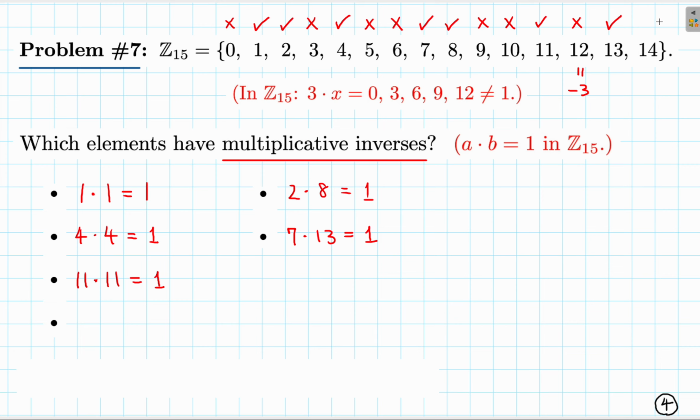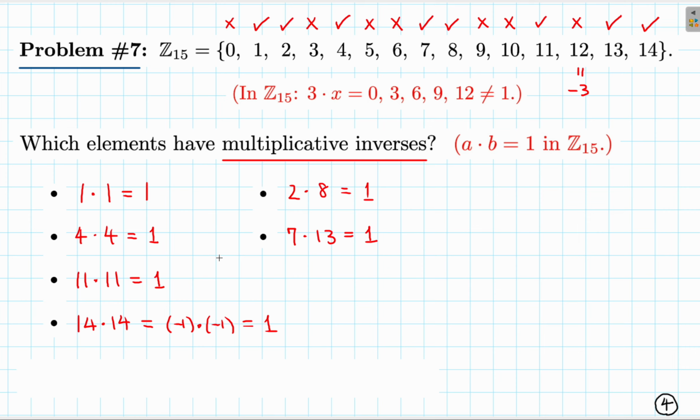We already checked off 13 and 14, and in fact, I'll put a check. We can think of 14 as, well, 196 is one more than a multiple of 15, but we can also think of 14 as -1 times -1 in Z15, and therefore equal to 1. And so those are the elements in Z15 with multiplicative inverse, and we'll do a little more summary in the next slide.